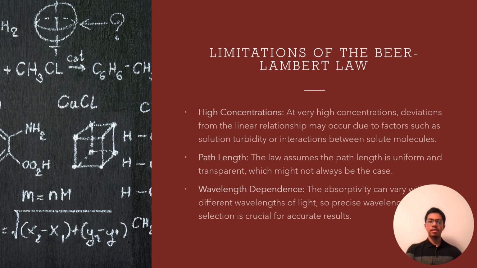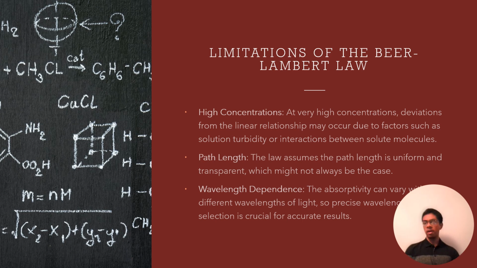So there are limitations to the Beer-Lambert law that are very important to note, such as high concentrations. At very, very high concentrations, deviations from the linear relationship may occur due to factors such as solution turbidity or interactions between the solute molecules.